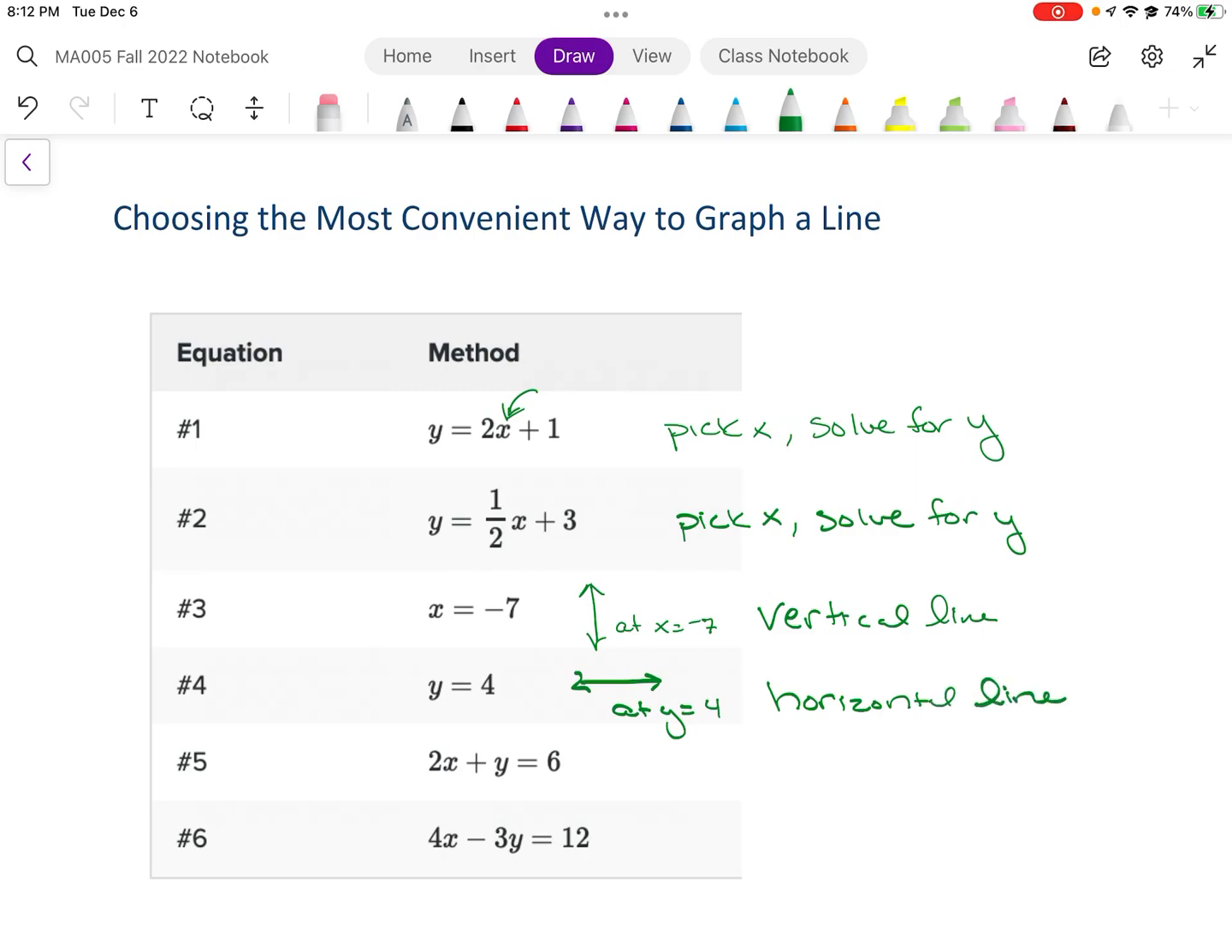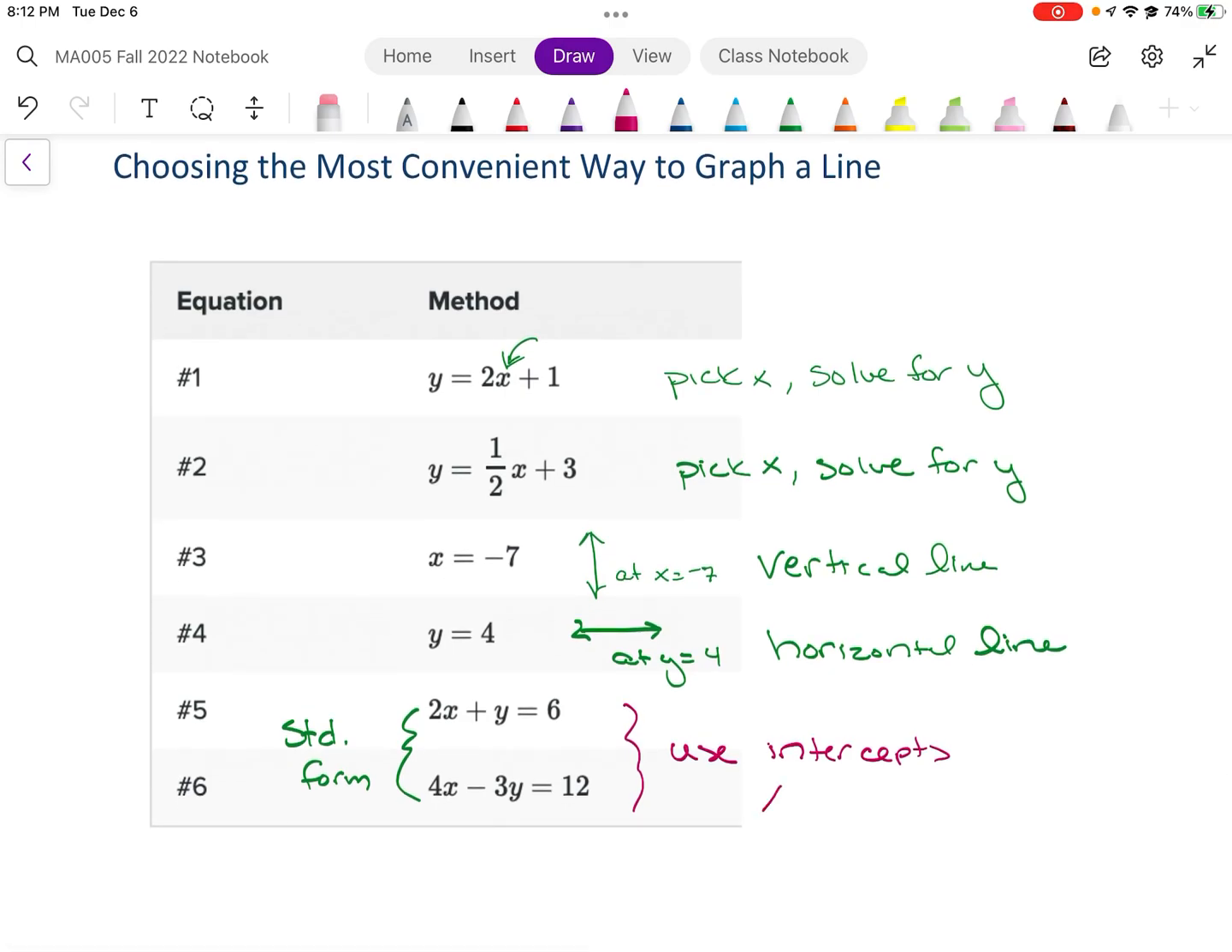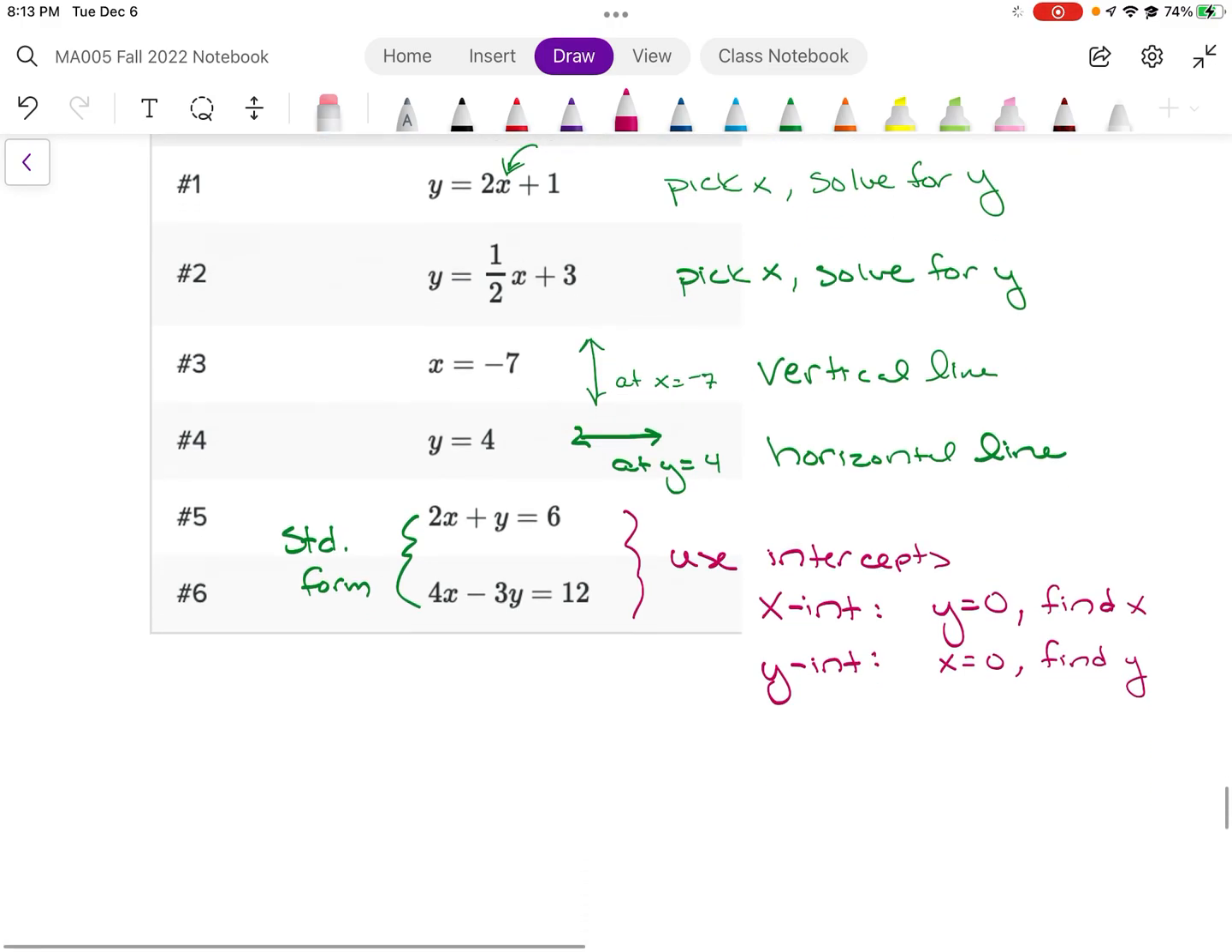All right, so these are in standard form. I'm just going to abbreviate standard because I don't have enough room. Standard form. So when they're in standard form, the easiest way to do this is to use intercepts to find 2 points. Right? Use intercepts. And what do I mean by that? To find the x-intercept, you're going to use y equals 0 and then find x. To find the y-intercept, you're going to use x equals 0 and find y. 2 points. Doing them each separately.